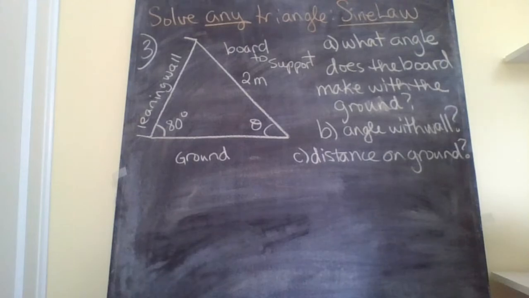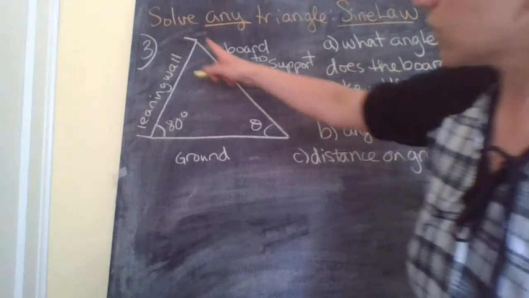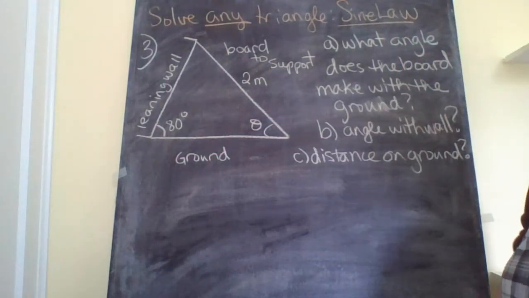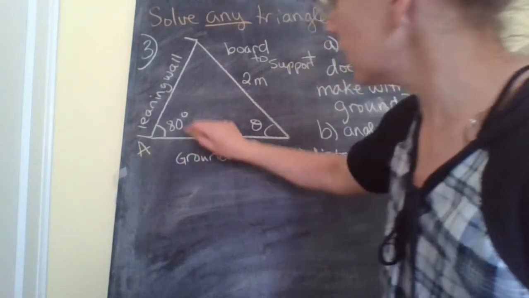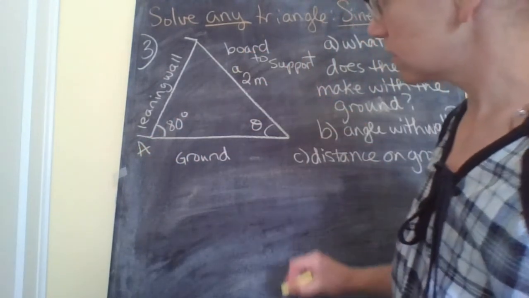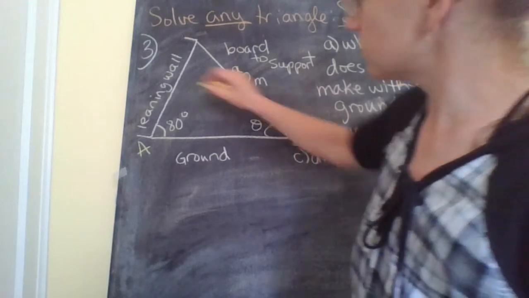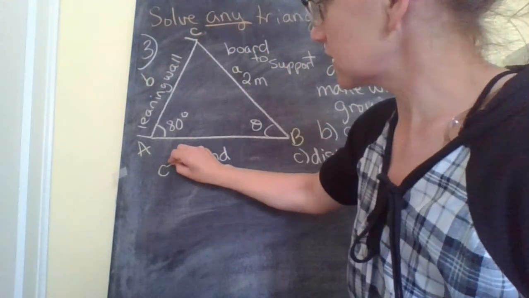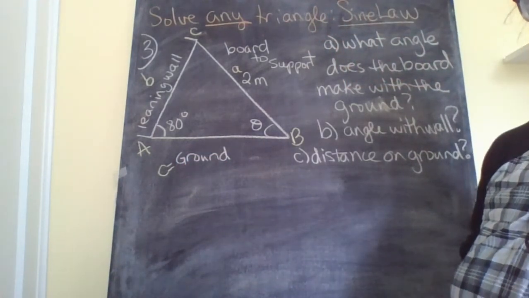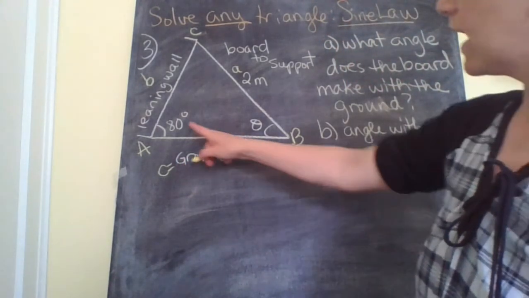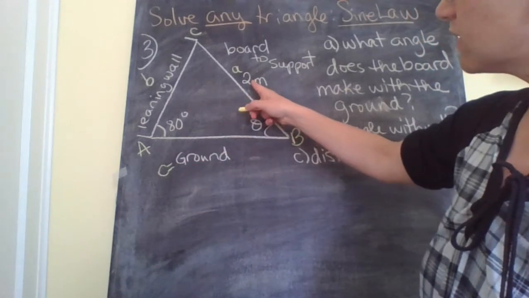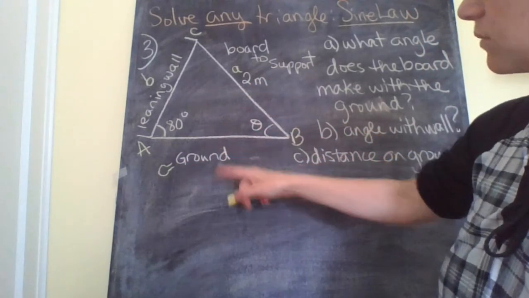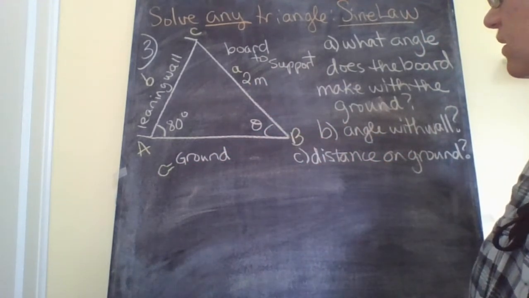So let's solve it. What do we know? I know I have a triangle, and I can give it any letters I want. So let's say that's A, which means this is little a. Let's call this B, which makes this little b. Let's make that C, which makes this little c. Okay? I have one angle. I have a side length. I'm looking for an angle. I'm looking for another side length.